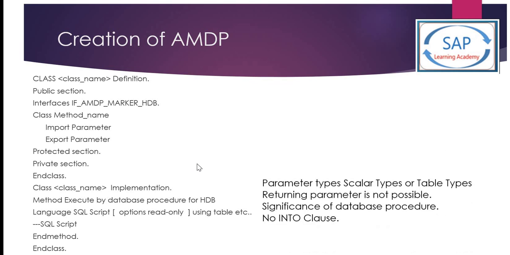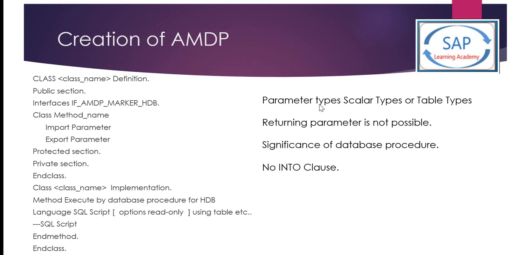And I have a few more pieces of information like this, like parameter types, scalar types, or table types, meaning that the parameters you are going to use in the method, like input parameter or export parameter, those have to be scalar types or table types. In HANA you have the option to create these table types, and scalar types like int, integer, or any character, those you are going to declare here. And returning parameter is not possible.